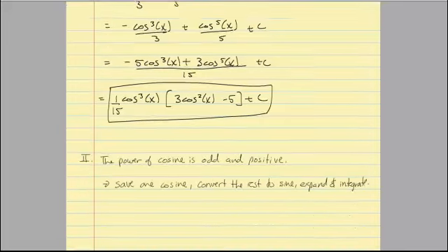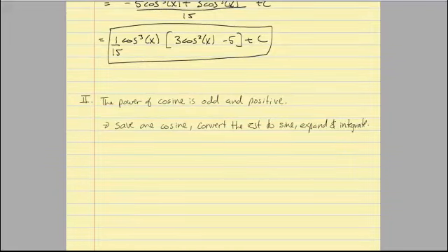The next type of trigonometric integral that we're going to be looking at is the one that has a power of cosine that is odd and positive. So this one is going to be a little bit different. However, the process will be the same. We're going to save out one cosine that will eventually make up my du. We're going to convert the rest to sine, expand, and integrate.